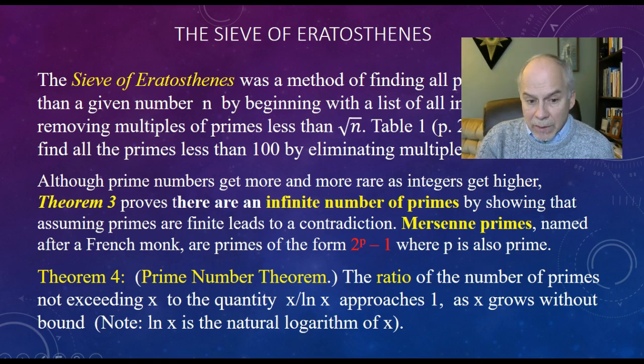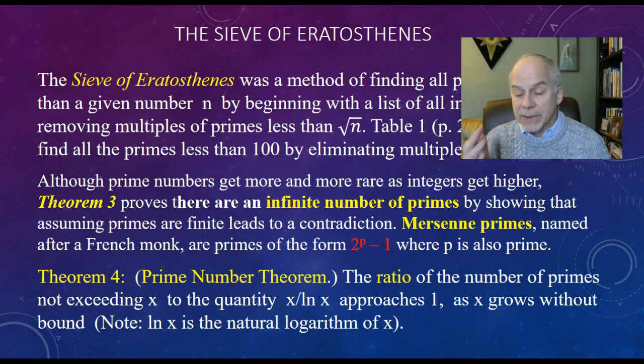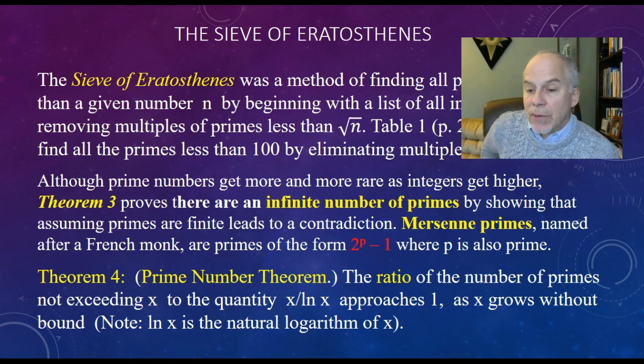Theorem 4, the prime number theorem, basically helps us know how frequent prime numbers are. We said that as you go further and further up, the frequency of prime numbers decreases, or in other words, they get more and more rare. Well, this gives a mathematical statement to that, and it says the ratio of the number of primes not exceeding some number x to the quantity x divided by the natural log of x, ln x, that ratio will approach 1.